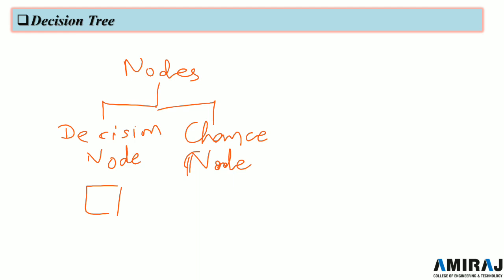So the courses of action are shown as the branches of this, and the chance node is represented by the circle, which indicates a point of time where the decision maker will discover the response to his decision, and each course of action results in chance nodes. Second thing is the branches.